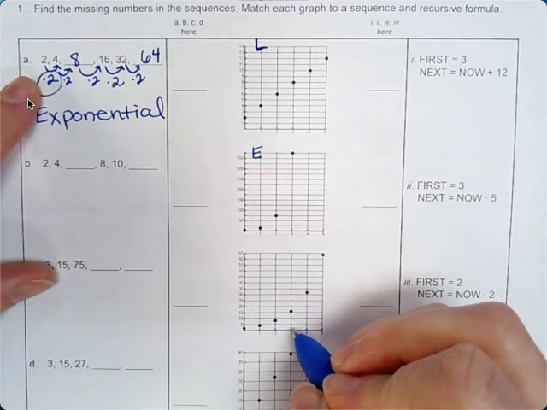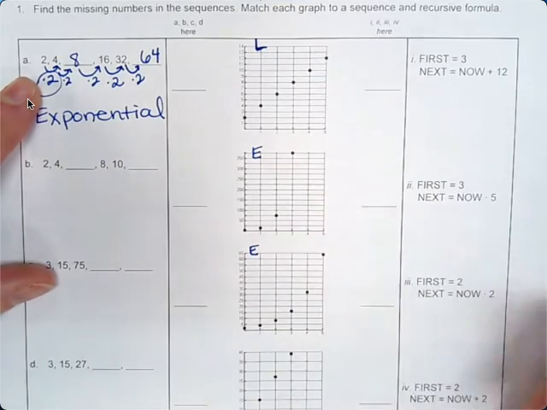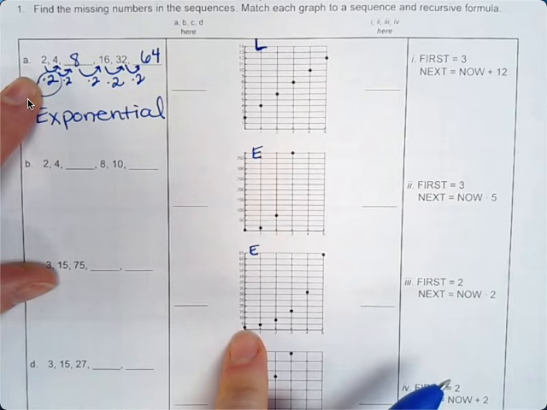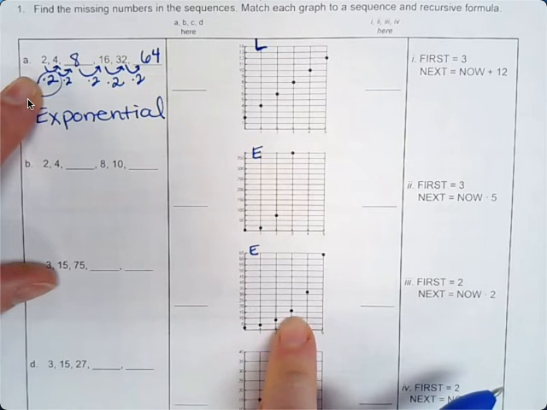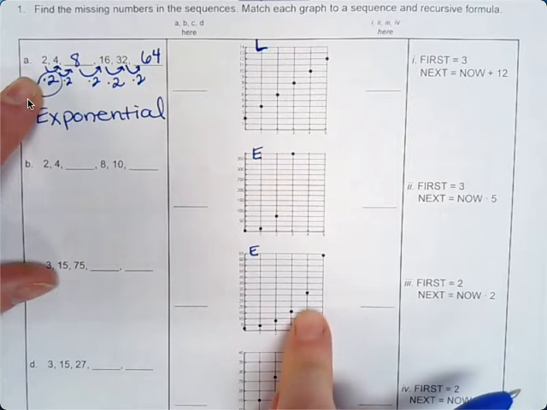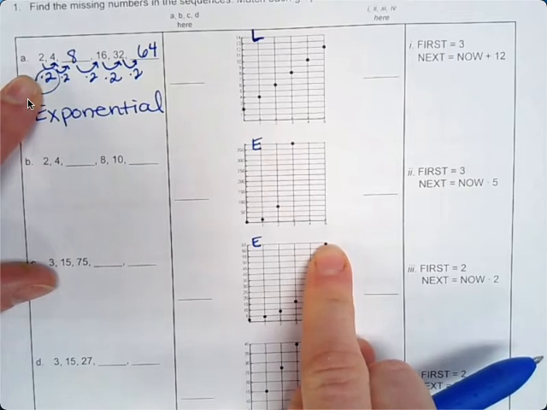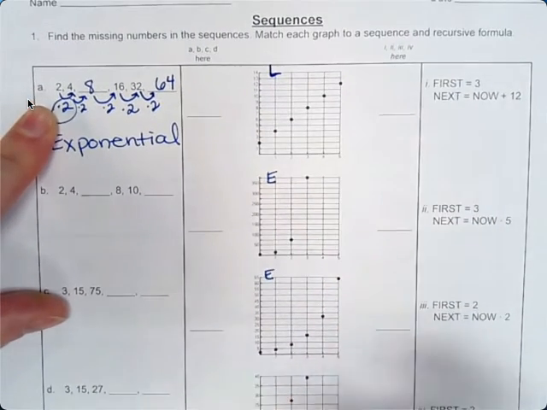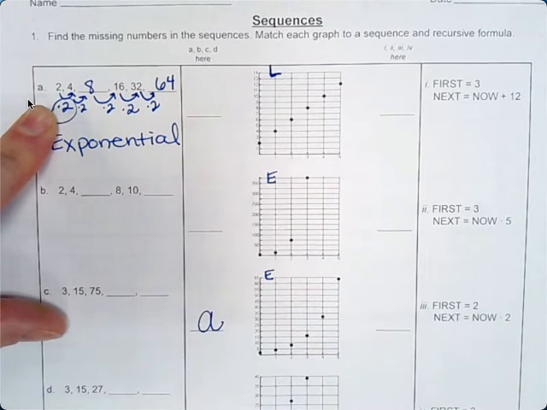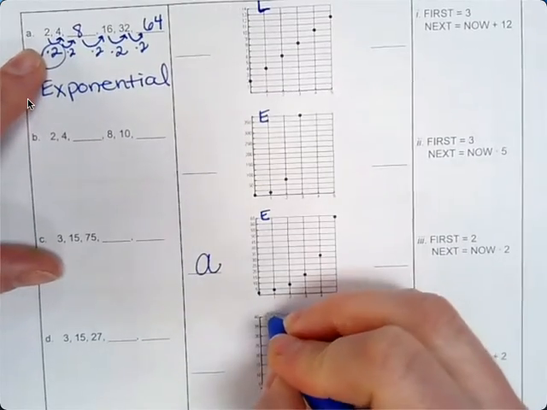What about this one? Is this linear or exponential? Exponential. It has that curve to it. So let's see. Could this be it? 2 is close to 10. 3 is close to 15. 4 is close to like 32. And then 5, 64. That looks like it. So I'm going to put an A here. And this last one is linear.